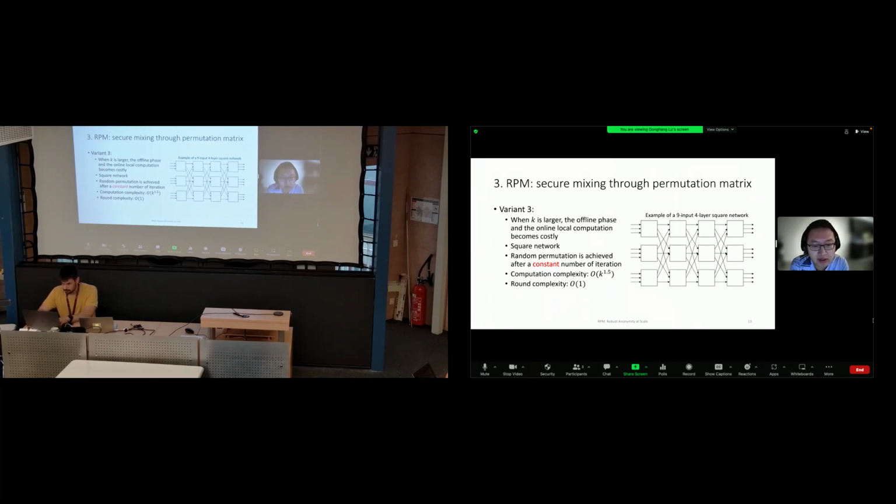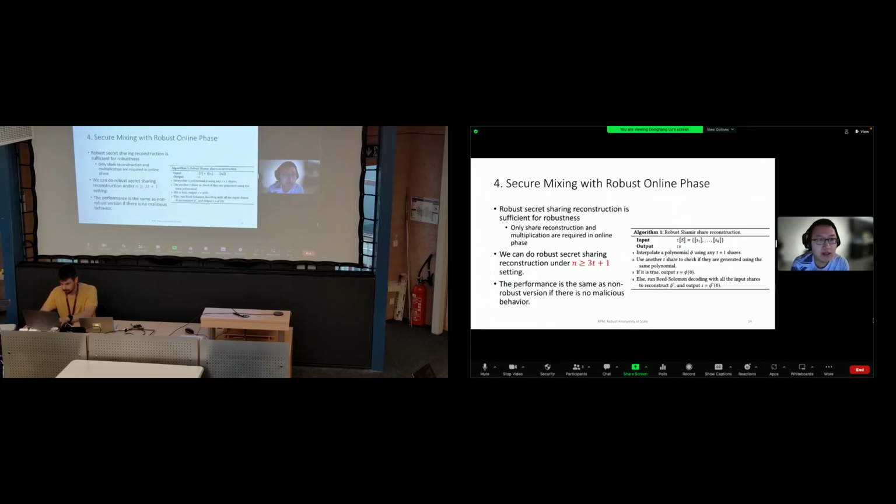The computation complexity is reduced to O(k to the power of 1.5) because the input size of the inner product has been reduced from O(k) to O(square root of k). And we still have a constant round complexity, although this constant is a little bit larger than in the first two variants. So they provide different trade-offs.